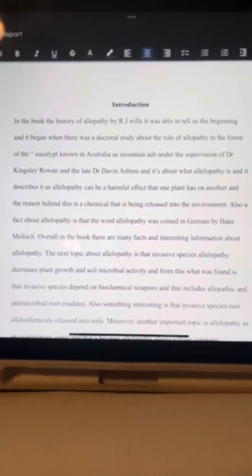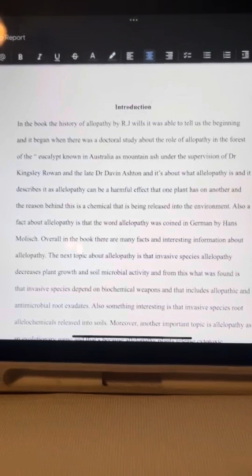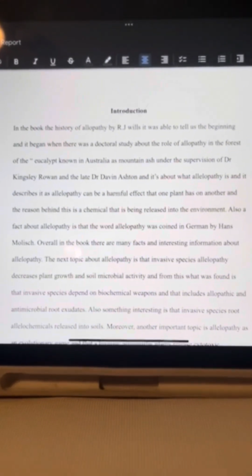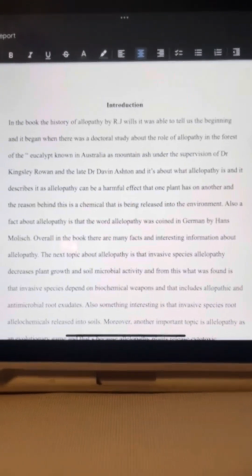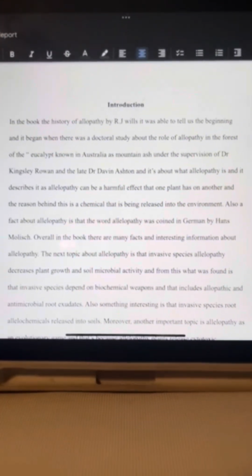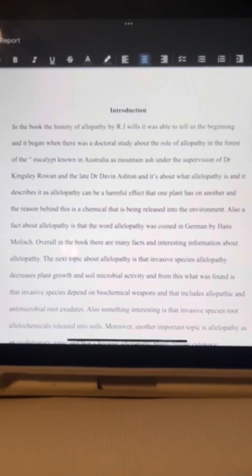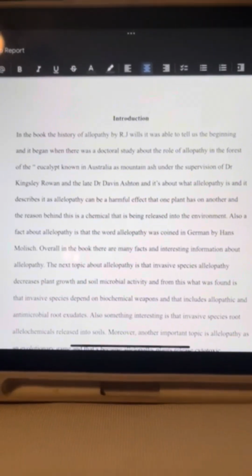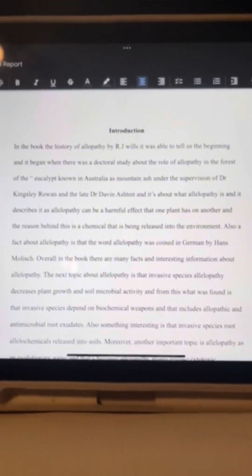Allelopathy is a harmful effect that one plant has on another. The reason behind this is that a chemical is being released into the environment. Also, the word allelopathy was coined in German by Hans Molisch. They had many interesting facts about allelopathy that I have never known.